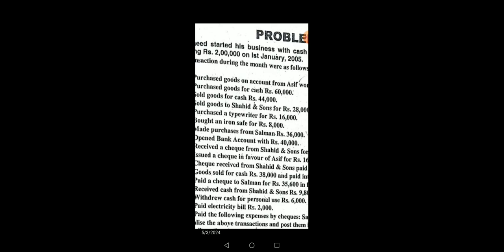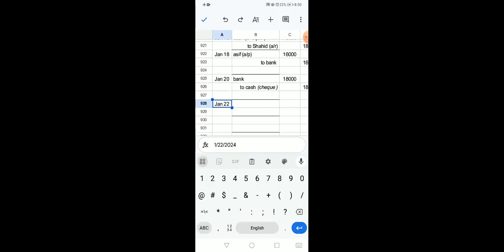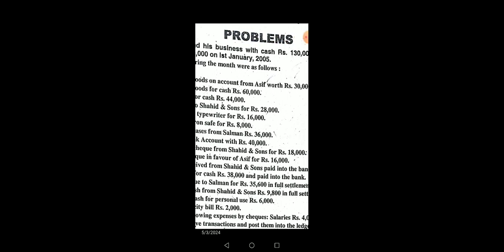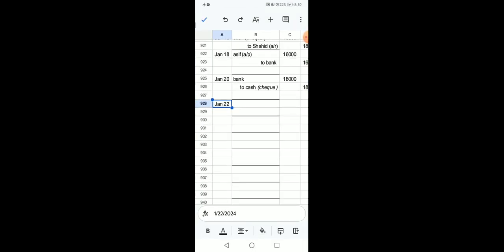Now let's see what is next, that is January 22. Write down the date first, January 22. Let's see what is in January 22. Goods sold for cash and paid into the bank. There are two steps. You have sold goods for cash, this is your first step, and paid the same into the bank. Ultimately, what has happened? You have sold your goods for cash and deposited the cash into the bank.